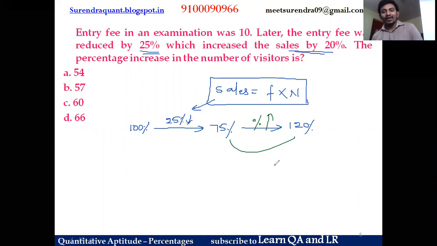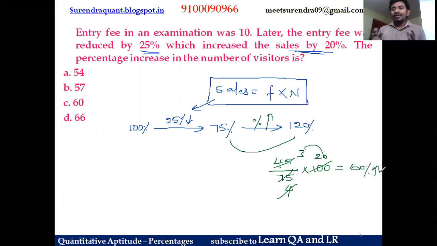From 75 to 120, 45 increases. From where does it increase? From 75. To convert into percent, multiply by 100. So 45 by 75 into 100 gives a 60% increase. So that means though there is a 25% reduction in the entry fee, by increasing the number of visitors by 60%, they were able to make 20% extra sales.